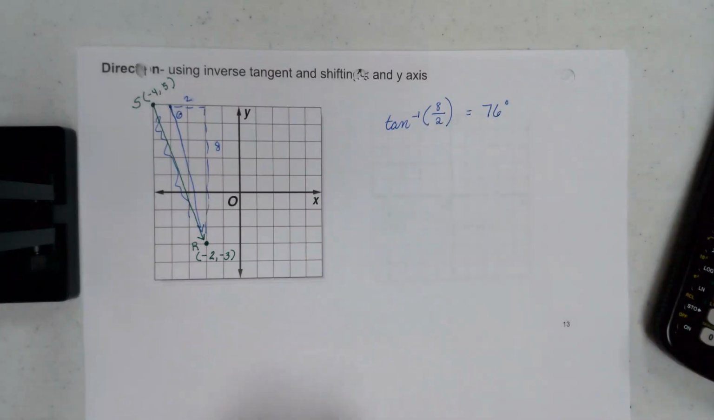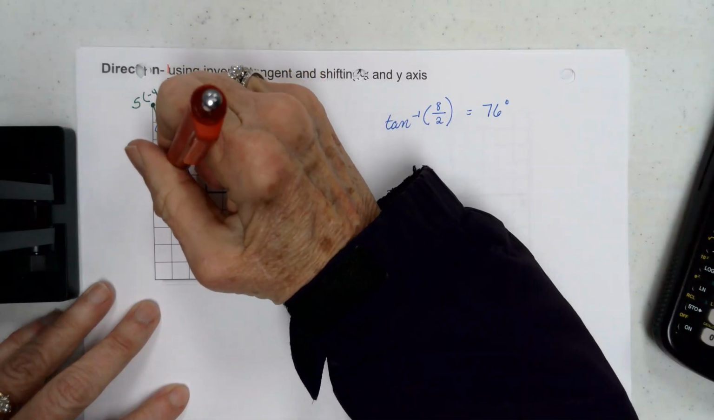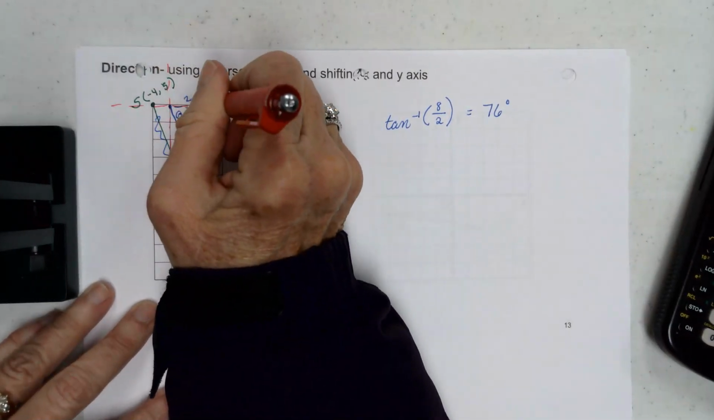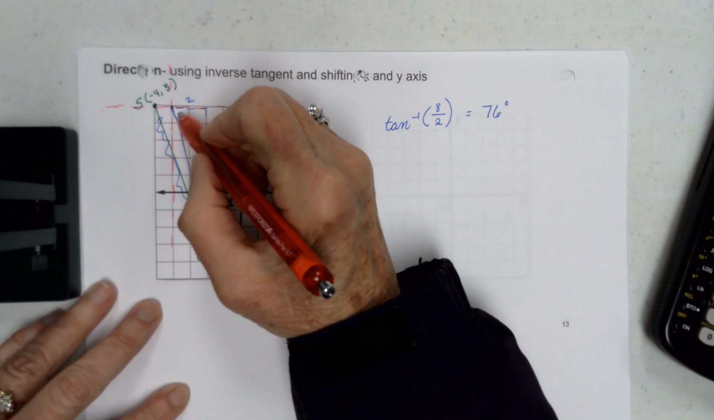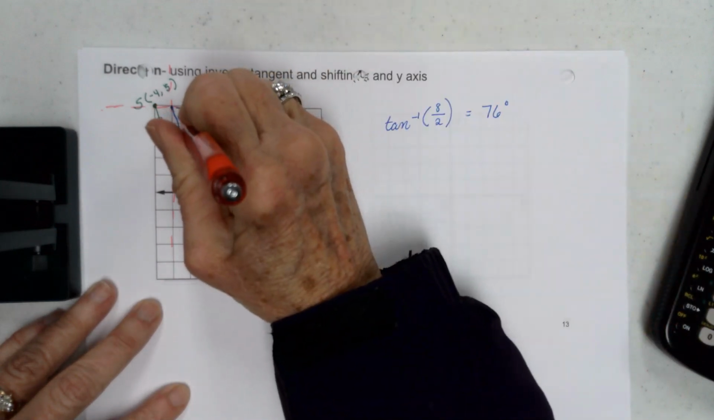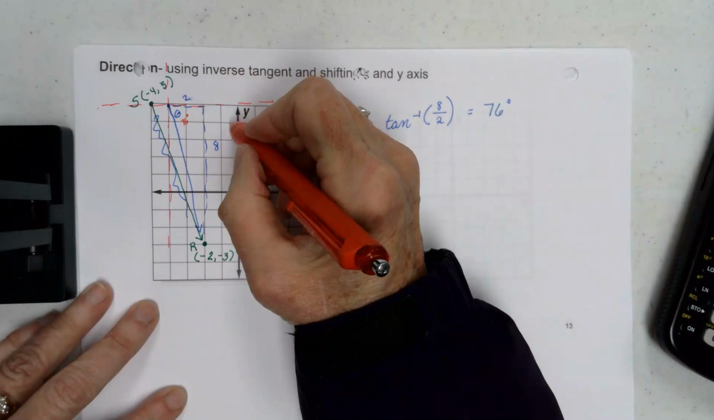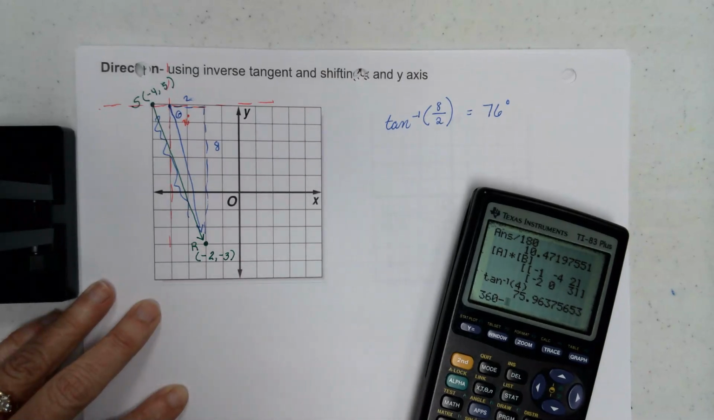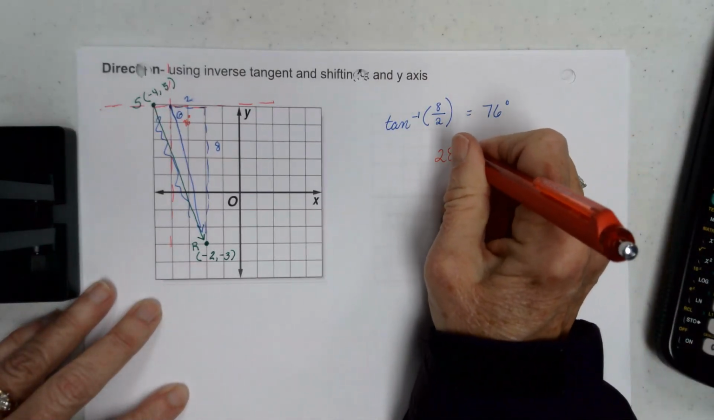Now, what I need you to recognize is I am going to shift my x and y axis so that puts that vector in standard position. So in other words, the tail of the vector is on 0. So it really isn't just the 76, even though that's what I have right there. It's going to be, all the way around is 360, so I'm going to take 360 minus my 76. So 360 minus 76 is going to give me an angle of 284 degrees.